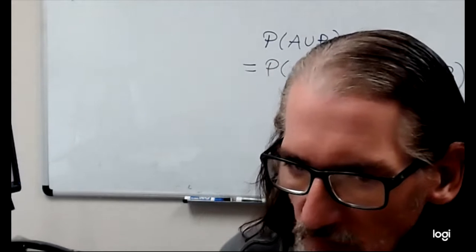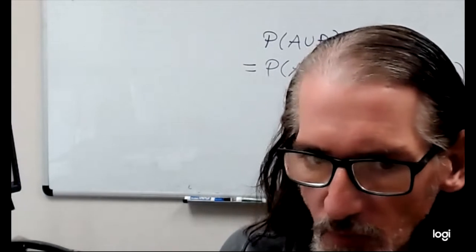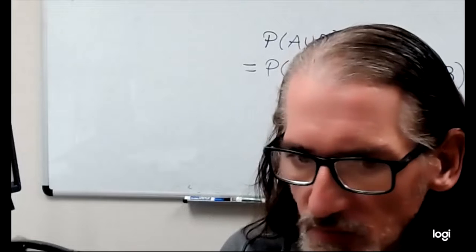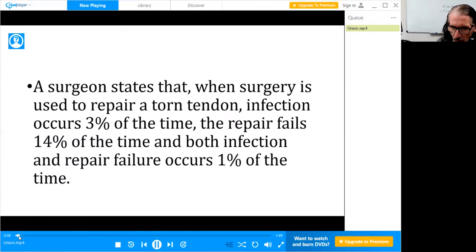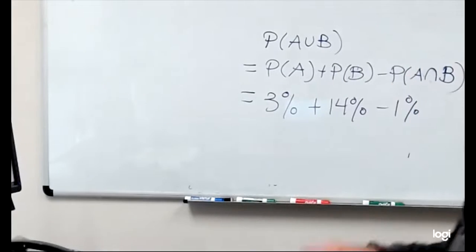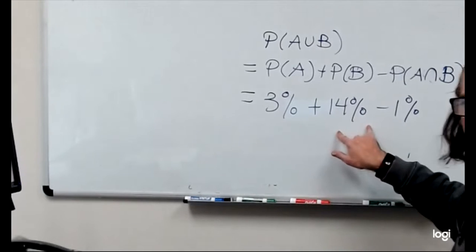Let's look back at those numbers here real quick, because what you do not want to do is fill in the probability of A and B with what you had from the Venn diagram. These are instead two different methods for avoiding double counting. You don't mix them. So we've got 3%, 14%, and what's being taken away is the 1% that's in the intersection. That also is going to give us 16%.